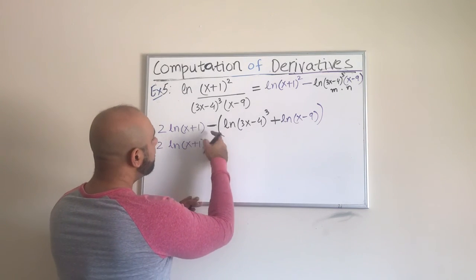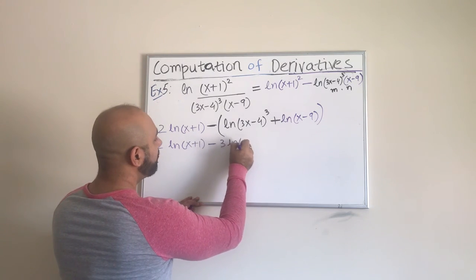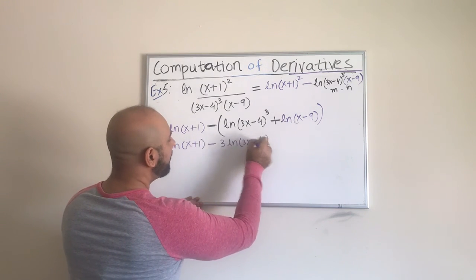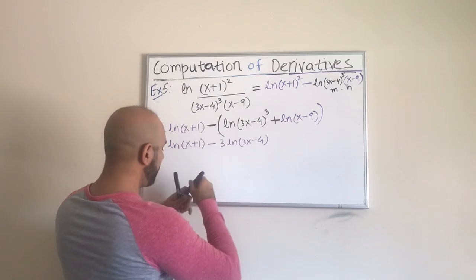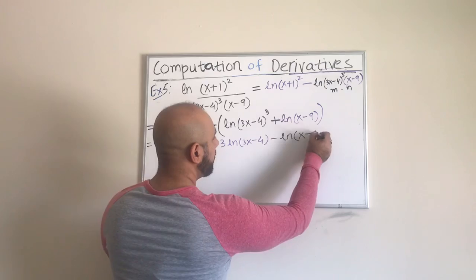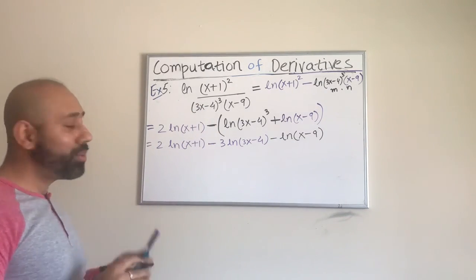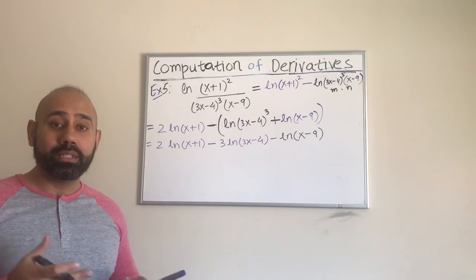So at the same time, I'm going to distribute this negative. So it's going to be minus 3 ln of 3x minus 4, right? And then I also have to distribute this negative here. So it's going to be minus ln of x minus 9, right? So I think we are done with using the properties. Now let us go ahead and start applying the derivative rules.